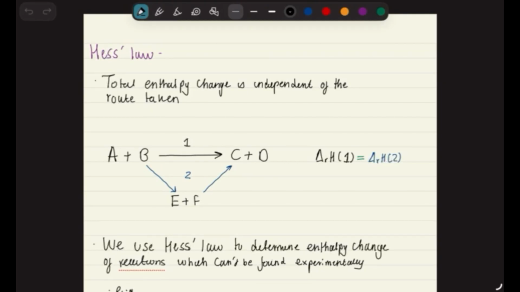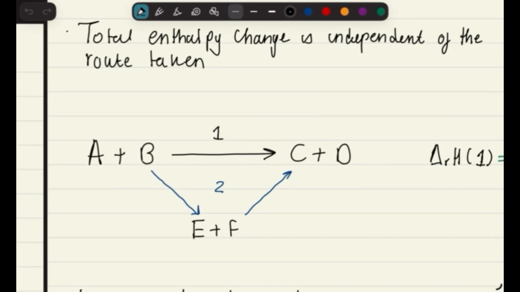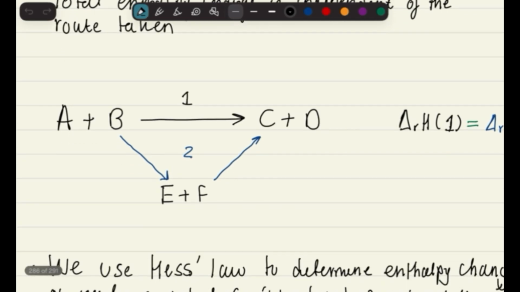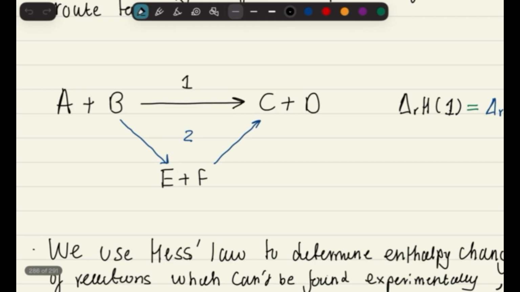So, Hess's law is defined as the total enthalpy change being independent from the route taken. What do you mean by that? Well, have a look at this reaction here. You see, we're going from A and B to C and D. But if we look at 2, there's a separate pathway where we go from A and B to form E and F, and then we form C and D.